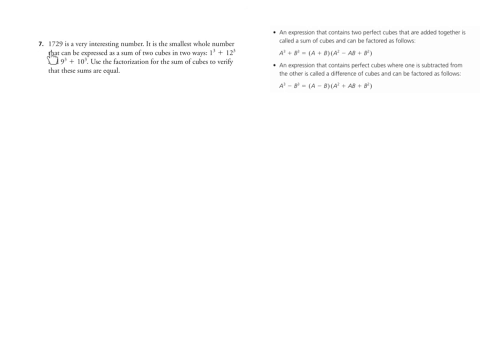All right, number 7 looks like a fun problem. 1729 is an interesting number. It's the smallest whole number that can be expressed as a sum of two cubes in two different ways. You can say 1 cubed plus 12 cubed and 9 cubed plus 10 cubed. Use a factorization for the sum of cubes to verify that these sums are equal. All right, well, let's just do it.